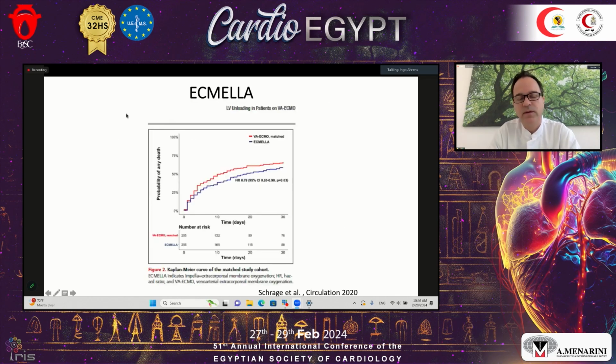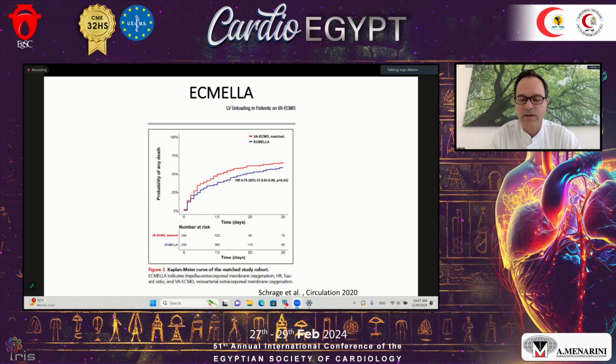There's also a matched cohort study which actually used the idea of having the extracorporeal membrane oxygenation, VA ECMO, in cardiogenic shock, in addition using a left ventricular unloading device, the impeller. And that's why the concept is called ECMELLA.